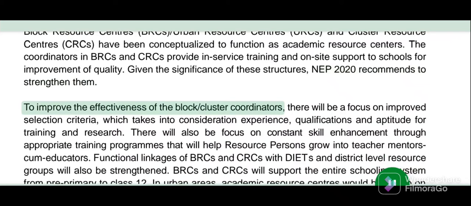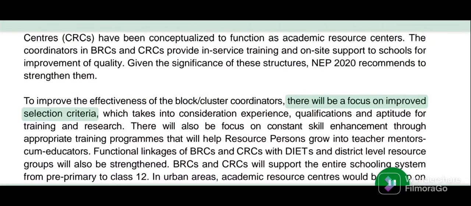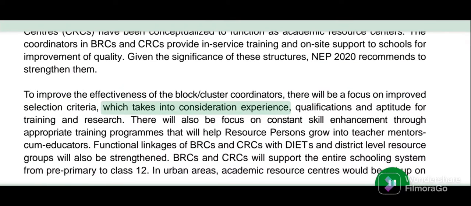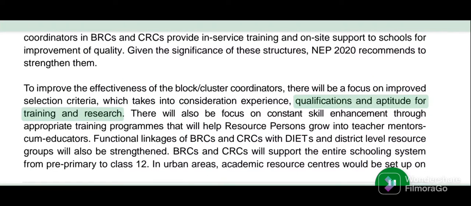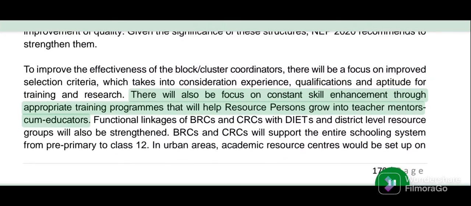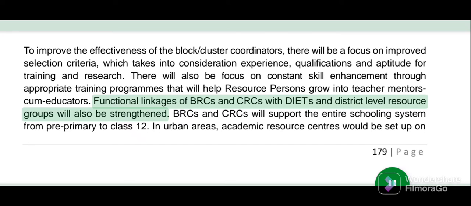To improve the effectiveness of the block cluster coordinators, there will be a focus on improved selection criteria, which takes into consideration experience, qualifications and aptitude for training and research. There will also be focus on constant skill enhancement through appropriate training programs that will help resource persons grow into teacher mentors cum educators. Functional linkages of BRCs and CRCs with DIETs and district level resource groups will also be strengthened.